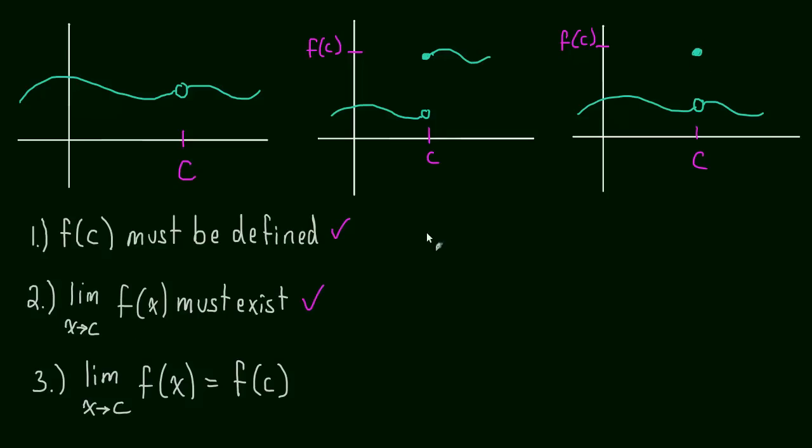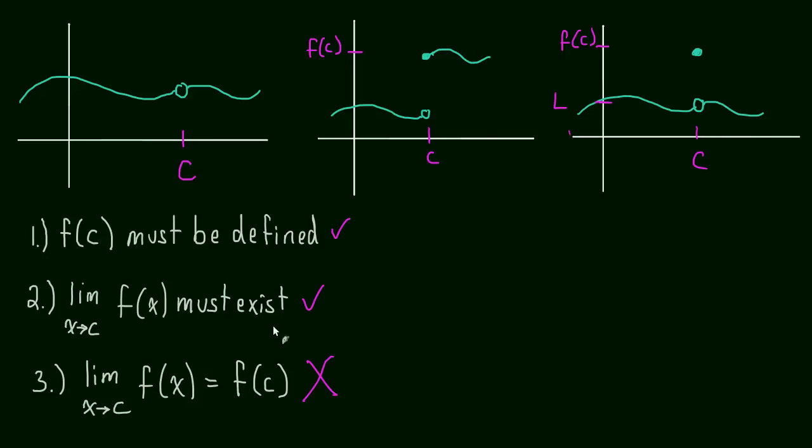The limit also exists. As we approach c, the heights of this function approach where this hole is. This limit exists, and it's the height of that hole, basically. So that's the limit. But the limit is not equal to the function. You can see the limit is not equal to f of c. That's pretty clear. So test three fails, and this function's not continuous. And that makes sense because clearly this is not continuous. The function jumps up to this point and then continues on its way.